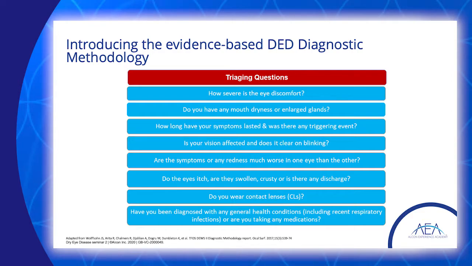First, we have the triaging questions to rule out other diagnoses relating to ocular symptoms. So to name a few: how severe is your eye discomfort? Is your vision affected? Does it clear on blinking? Are the symptoms much worse in one eye than in the other eye?